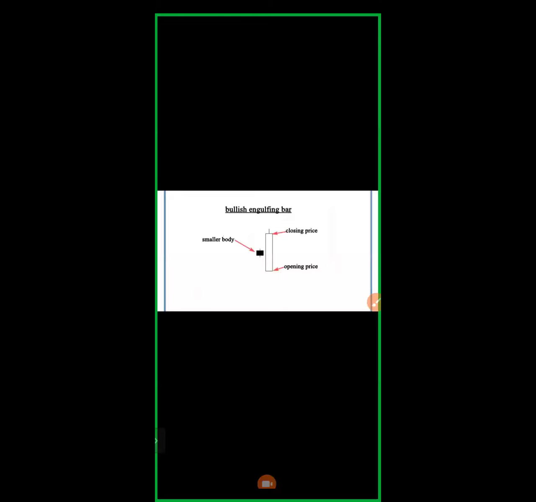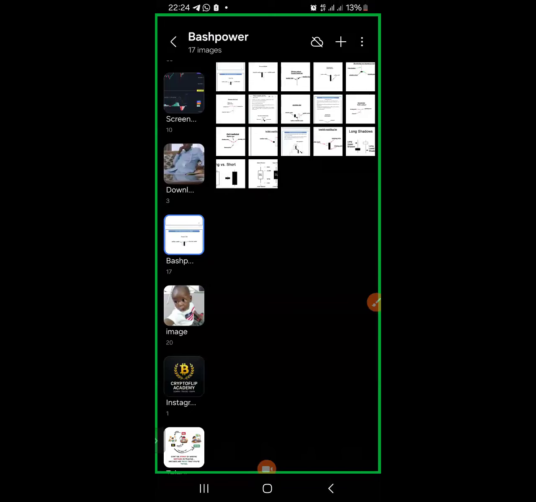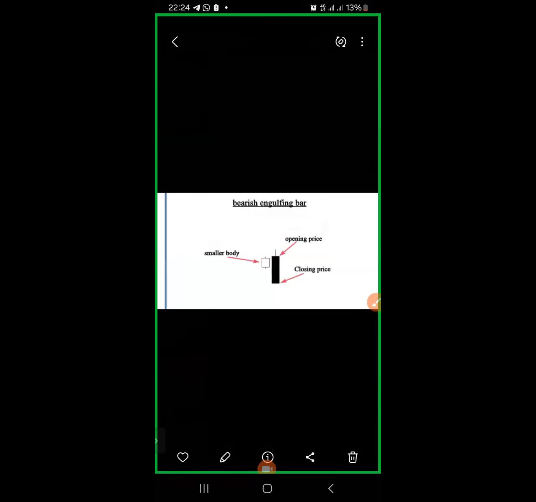Remember, do not trade any chart pattern you can find on the market without involving what we call the indicators. Put in the indicators so that you can get confirmation on what is happening on the market.